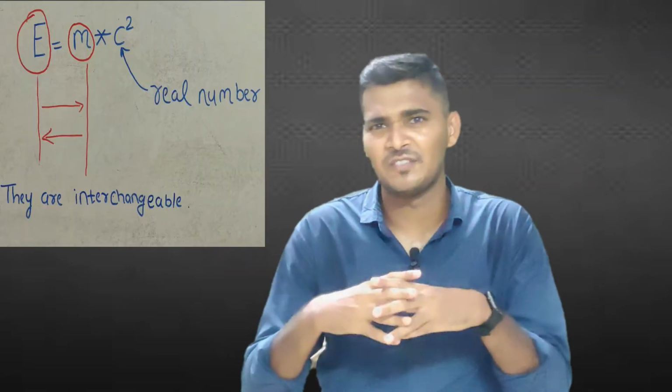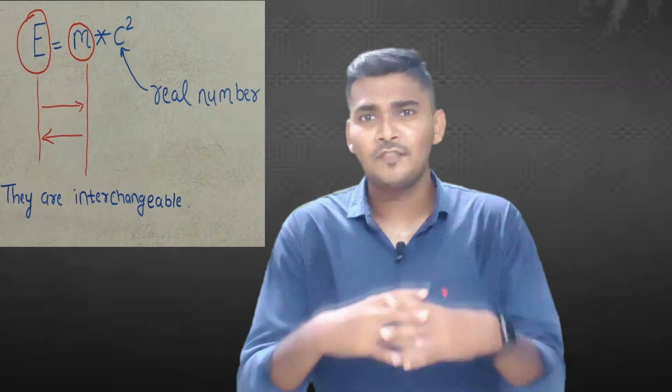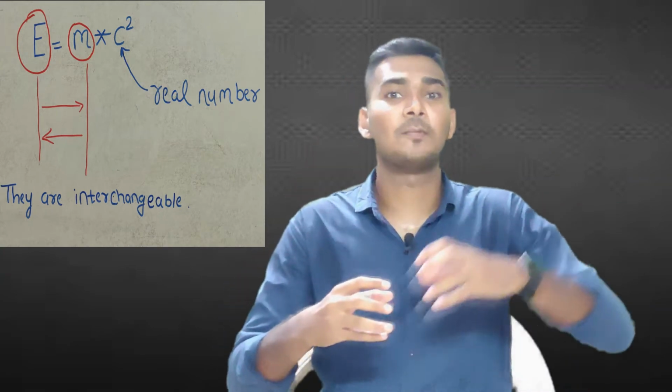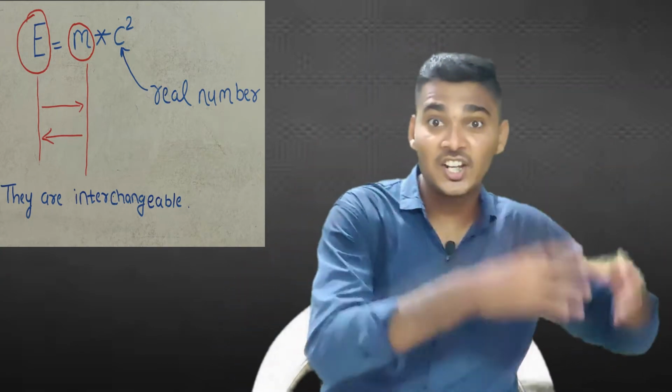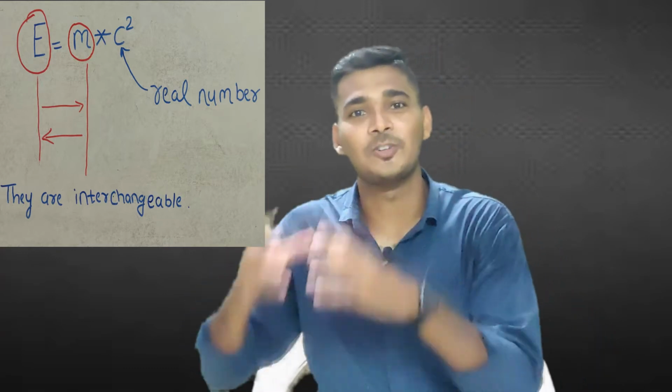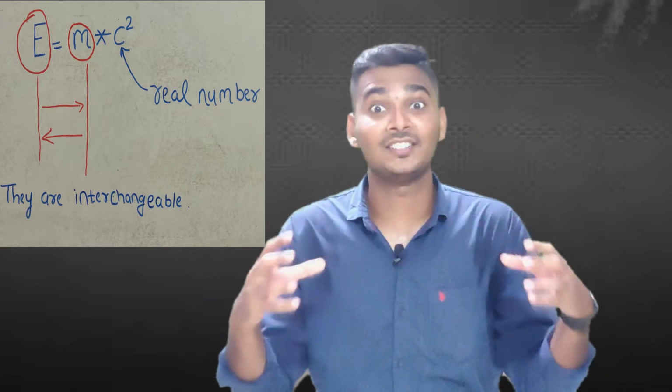What this equation is actually trying to tell us is that since c square is constant here, with just any number, if you have a mass, then you can convert that mass into energy. And if you have energy, then you can convert that energy into mass. That means mass and energy are interchangeable. They can go from one form into another. That's what this equation is trying to say.